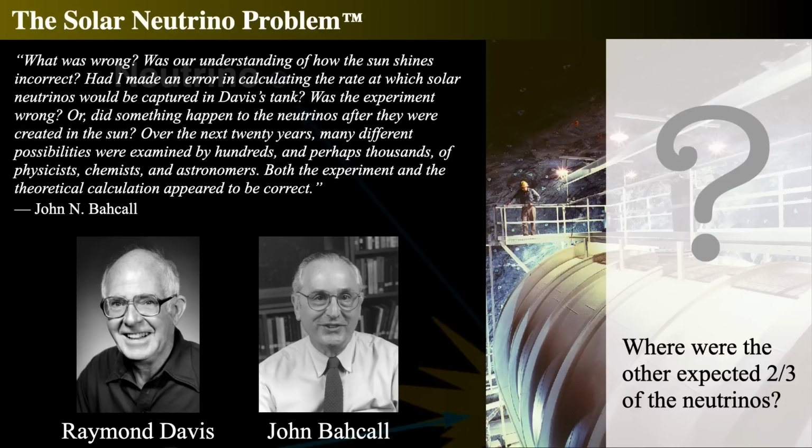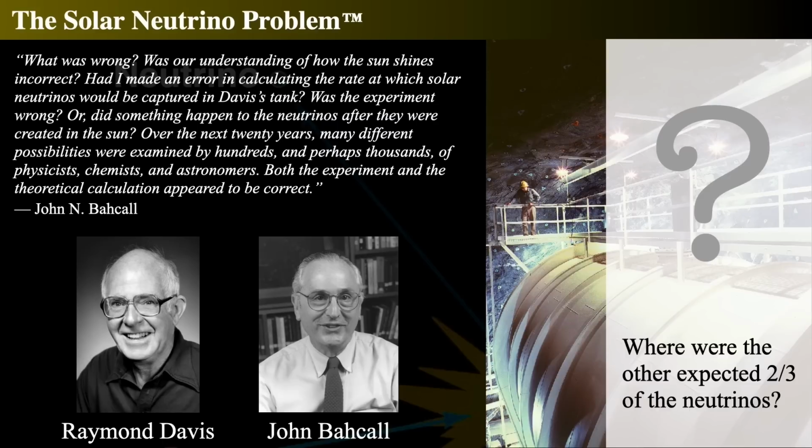For 22 years of running the experiment, Davis's team always only found 1/3 of the neutrinos that were expected from Bahcall's predictions using the standard solar models. Where were the other 2/3 of the expected neutrinos? So therefore, the theoretical background, well, Bahcall thought it was complete, and the first response from the scientific community was either that Bahcall or Davis had made some sort of epic mistake.